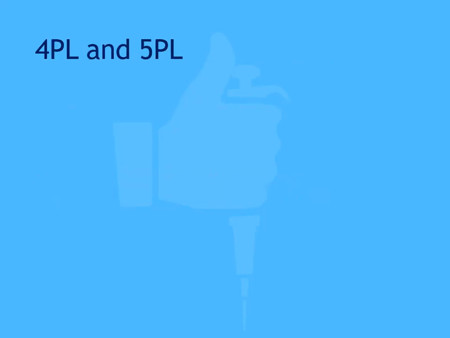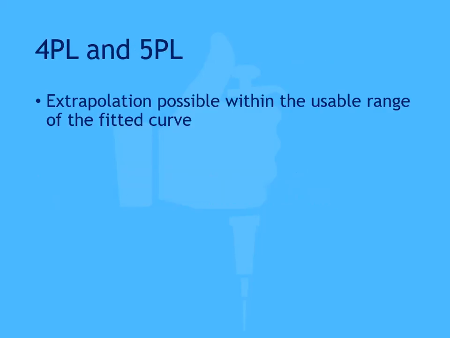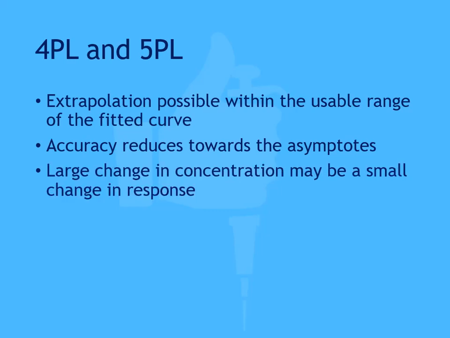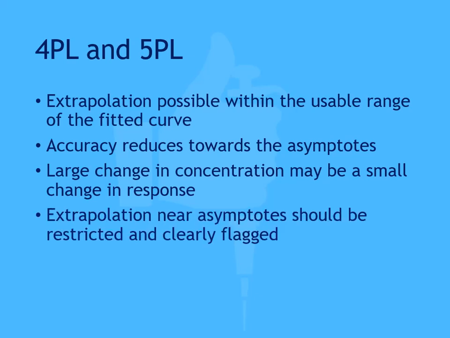For 4 and 5PL curves, extrapolation may be possible within the usable range of the fitted curve. However, accuracy reduces as the response approaches the upper or lower asymptote. Near an asymptote, large changes in concentration may produce only a very small change in response. This makes the calculated concentration increasingly sensitive to small measurement errors. For this reason, extrapolation near the asymptotes of the curve should be restricted and clearly flagged.